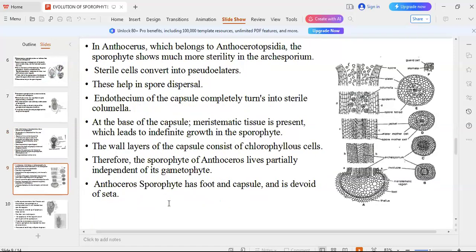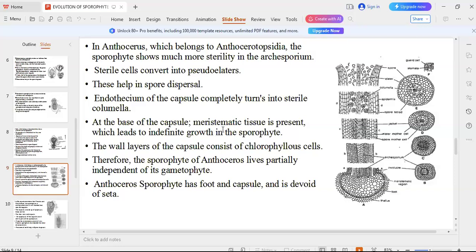Okay. Next one, see here, this is Anthoceros. We already discussed in the last class that in the Anthoceros type study, which belongs to Anthocerotopsida, the sporophyte shows much more sterility in the archesporium. Sterile cells convert into pseudo-elaters. See here, what do the sterile cells convert into in Anthoceros? Pseudo-elaters. Okay, this helps in spore dispersal. The endothecium of the capsule completely turns into a sterile columella. See here, we observed that the sterile columella is there in the center of the capsule.